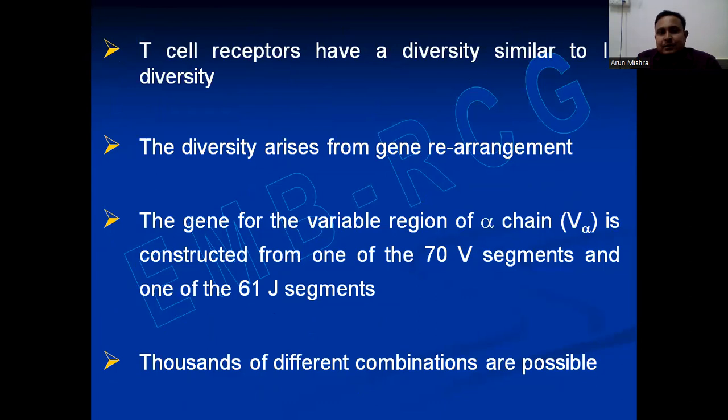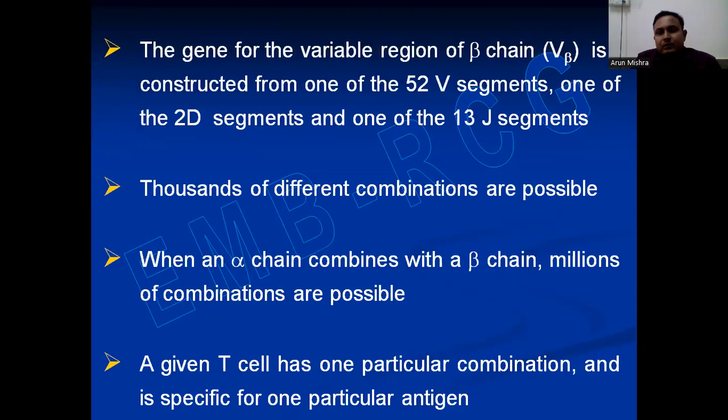The T cell receptors have a diversity similar to Ig diversity. The diversity arises from a gene rearrangement. The gene for the variable region of an alpha chain is constructed from one of the 70 V segments and one of the 61 J segments. Thousands of different combinations are possible. The gene for the variable region of the beta chain is constructed from one of the 52 V segments, one of the 2 D segments, and one of the 13 J segments. Thousands of different combinations are possible.